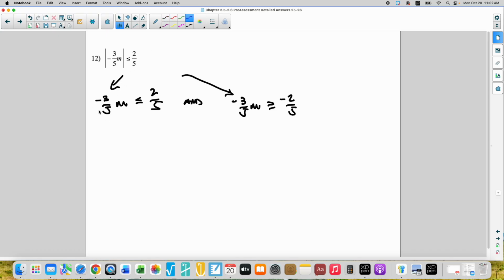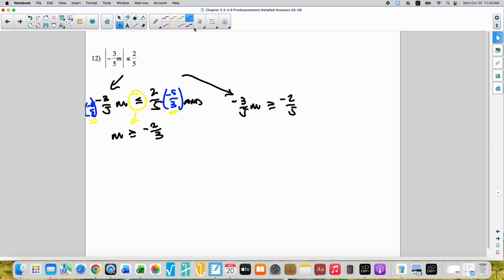So that's a fraction multiplying. So we're going to multiply by the reciprocal, which is negative 5/3. Negative 5/3. That's going to cancel. We multiply both sides by a negative, so we'll flip that inequality sign. The 5's cancel. 5 in the numerator cancels with 5 in the denominator. We get negative 2/3. So notice that we flip the inequality because we multiply both sides by a negative. And then these 5's cancel.